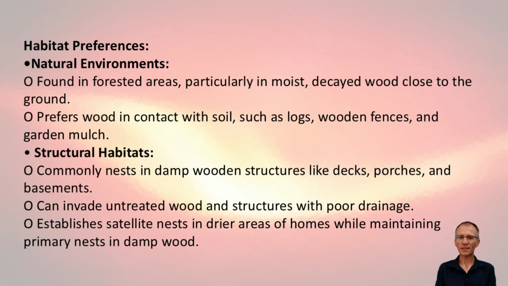Habitat preferences. Natural environments. Found in forested areas, particularly in moist, decayed wood close to the ground. Prefers wood in contact with the soil such as logs, wooden fences, and garden mulch. Structural habits. Commonly nest in damp wooden structures like decks, porches, and basements. Can invade untreated wood and structures with poor drainage. Establishes satellite nests in drier areas of homes while maintaining a primary nest in damp wood.